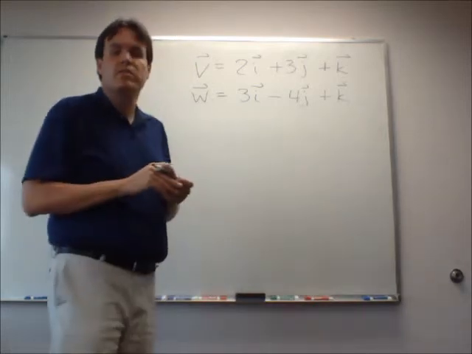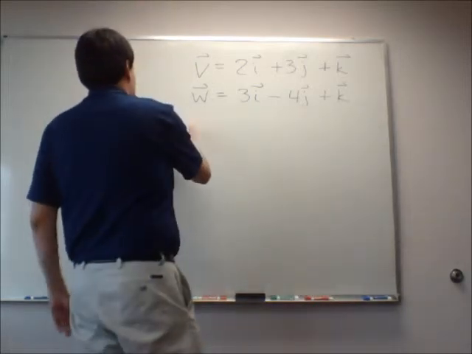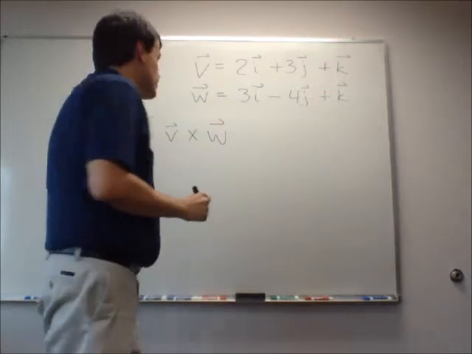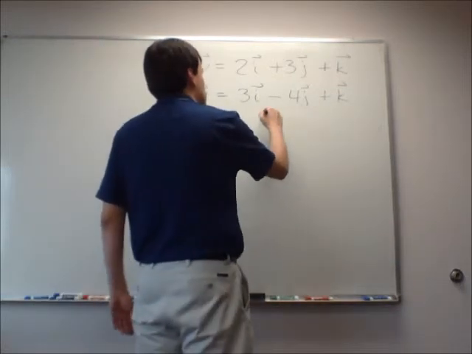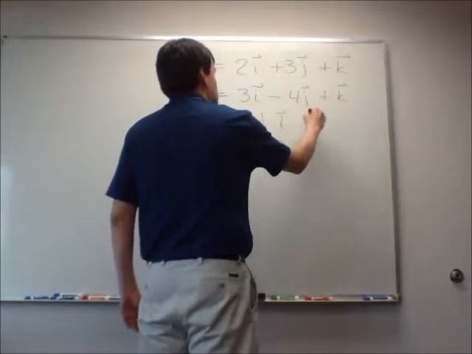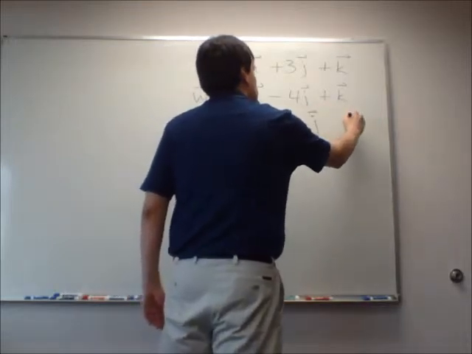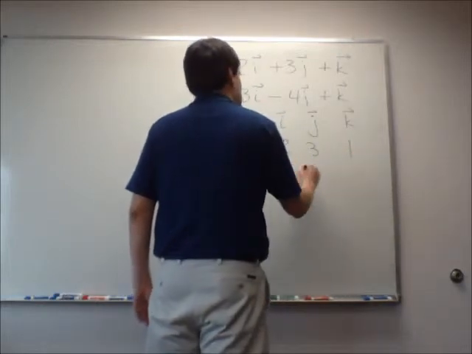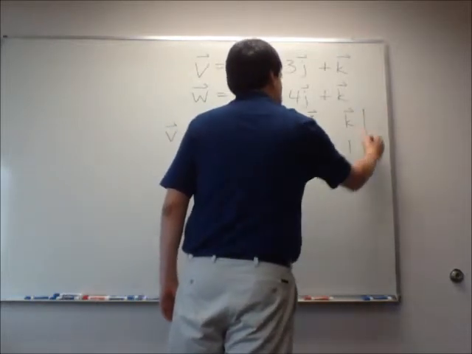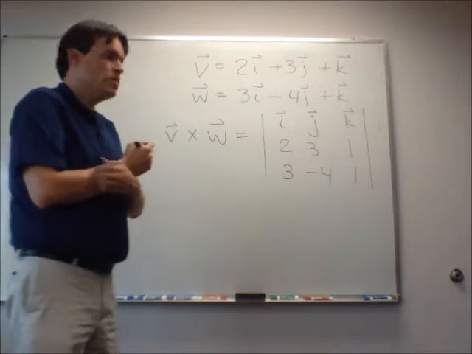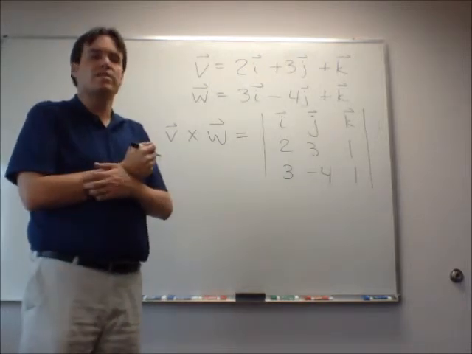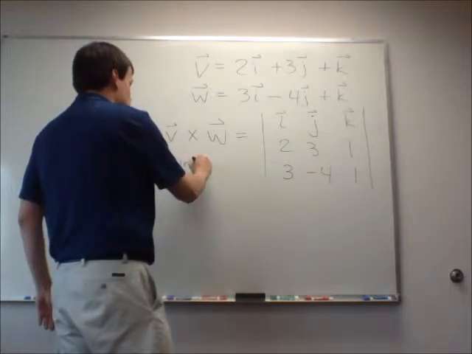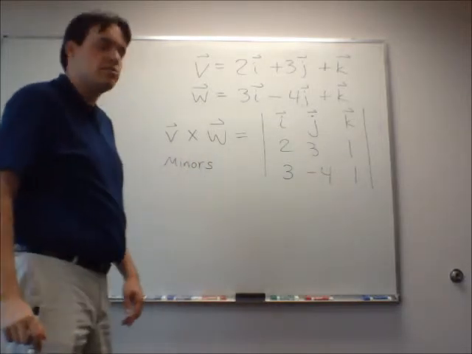I'm going to draw the same matrix again to start out. V cross W is equal to the determinant of this matrix. Okay, what I'm about to do is a technique called expanding by minors, M-I-N-O-R-S. This is the minors method for finding the determinant.